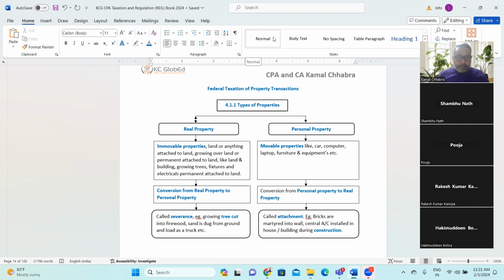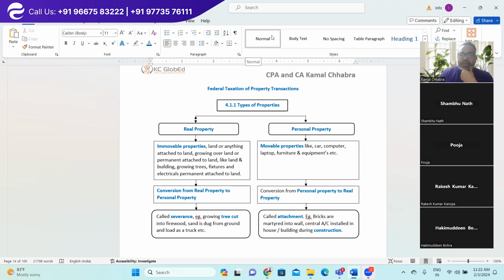Clear, everyone? Just keep giving me thumbs up so that I know you are there and you are listening to me. Now, if you look at the left hand side, immovable property, which includes land or anything permanently attached to land. For example, growing trees or permanent attachments to the land, like land and building, growing tree, fixtures, electrical, which is permanently attached to the land. So all those things come under real property, right? On the right hand side, personal property is movable property like car, computers, laptops, right?